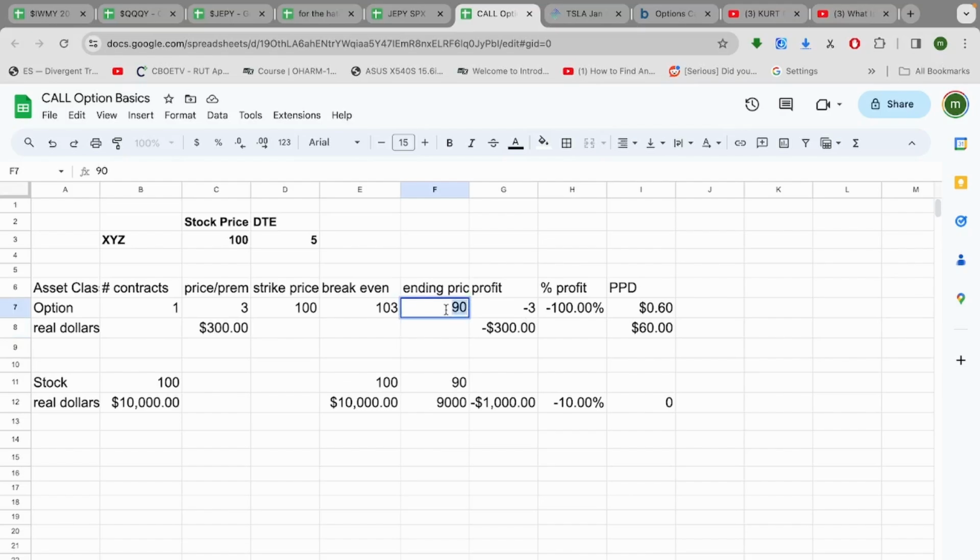Let's look at this, okay? So he lost $300, and the person that bought the stock lost $1,000. So the person that bought the stock lost more money in raw terms, but less money in percentage terms.